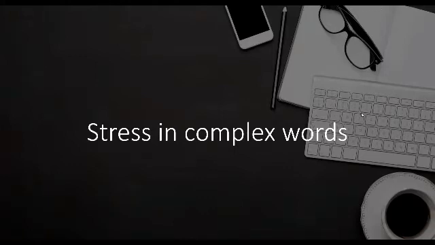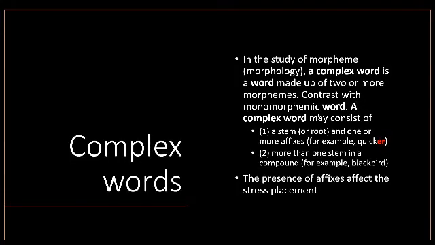Okay, for the first slide is complex word. I will explain to you what a complex word is. In the study of morphology, a complex word is a word made up of two or more morphemes, in contrast with a monomorphemic word. A complex word may consist of first, a stem or root and one or more affixes, for example, quicker. Second, more than one stem in a compound, for example, blackbird.